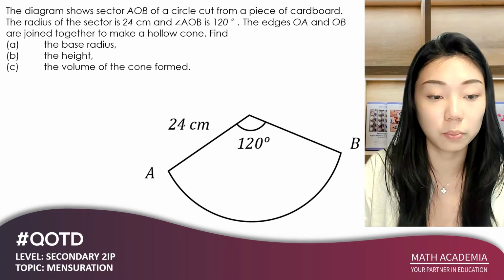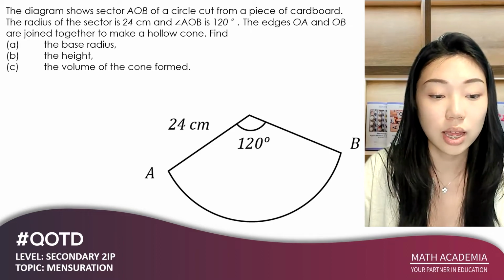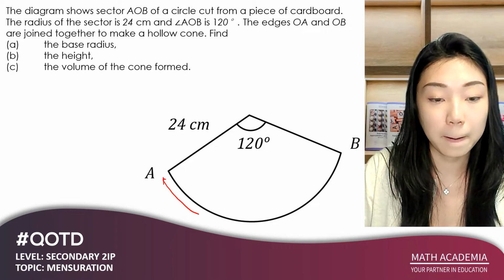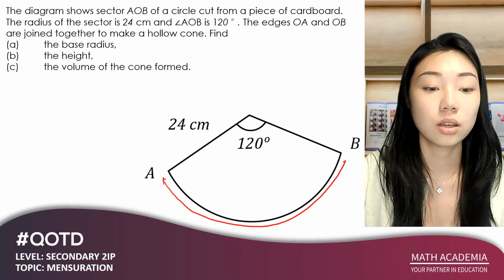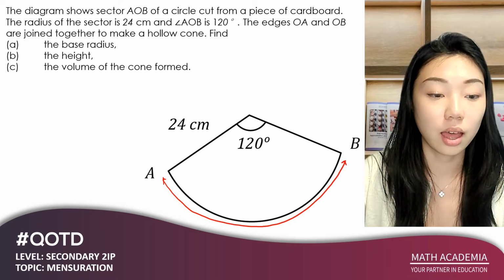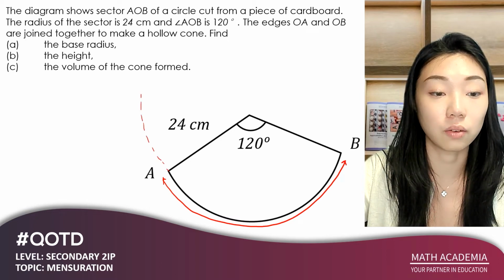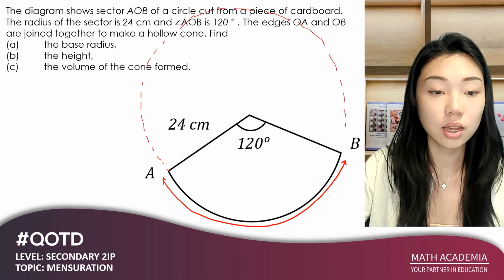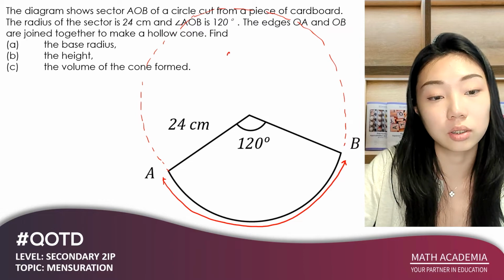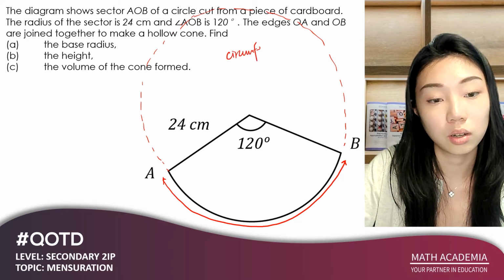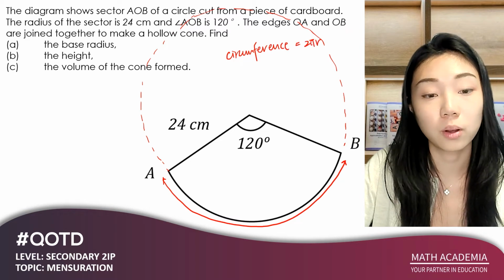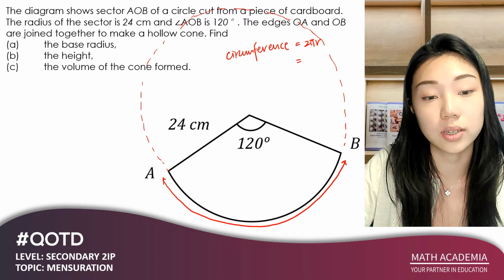In order to know the base radius, we need to know the length of the curve AB. All right, so let's complete the circle of this sector AOB. The circumference of this circle is given by 2 pi r, where the radius is 24, right? So we have the circumference of the circle as 48 pi.